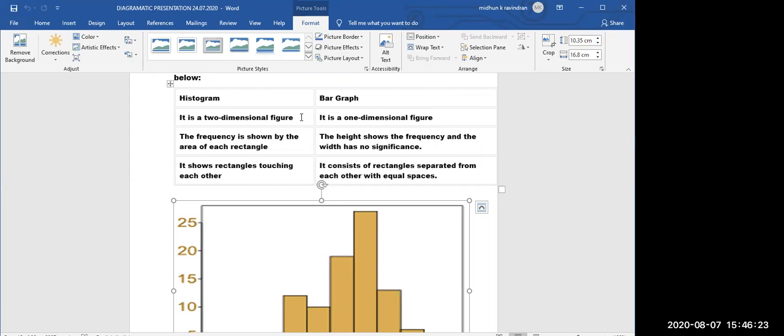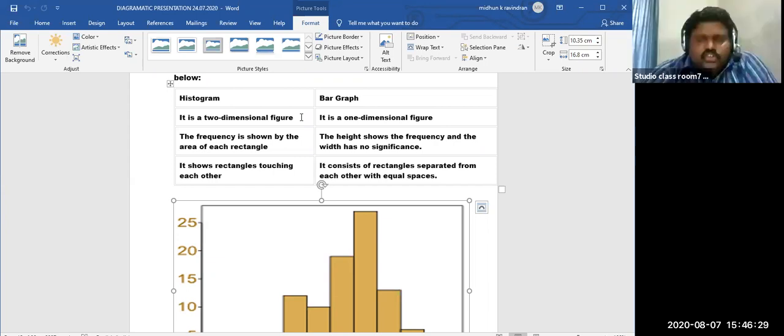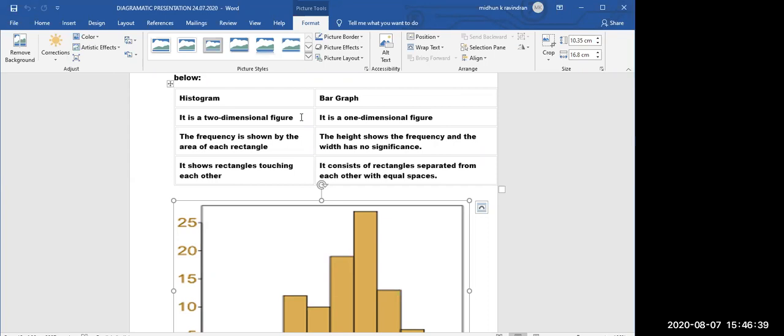Third, in a histogram the rectangles touch each other. But a bar graph consists of rectangles separated from each other with equal space, not connected or touching.